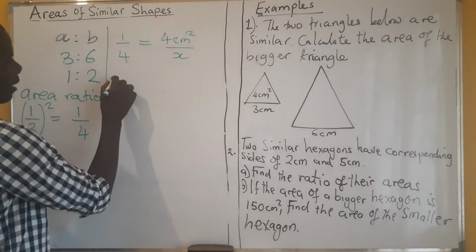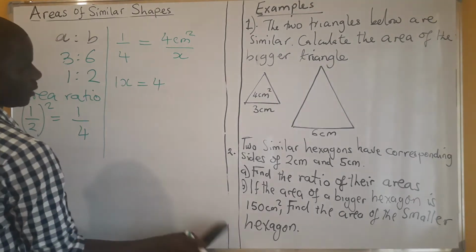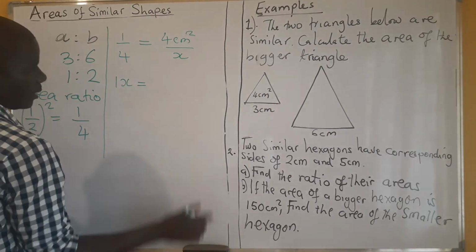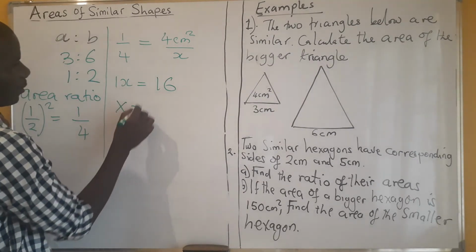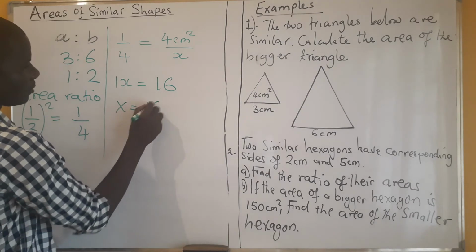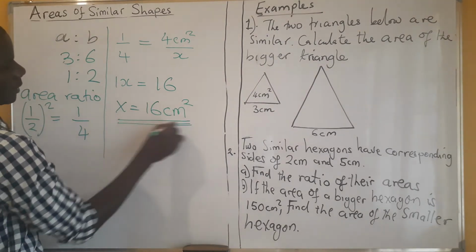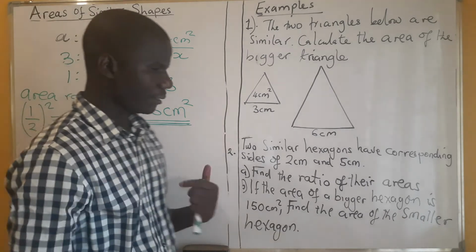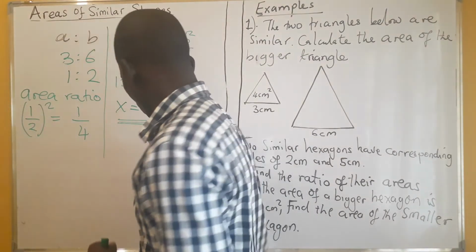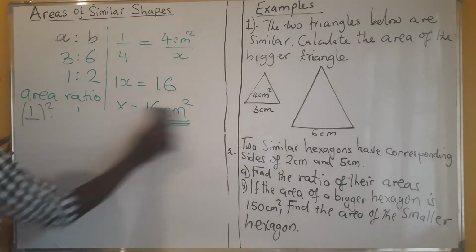When you cross multiply, you have 1x, which is just x, then you have got 16. So you get 16 here. So meaning the answer will become 16 centimeters squared. This is what is going to be our answer here for the first one. So the ratios for area, please, that's very important.